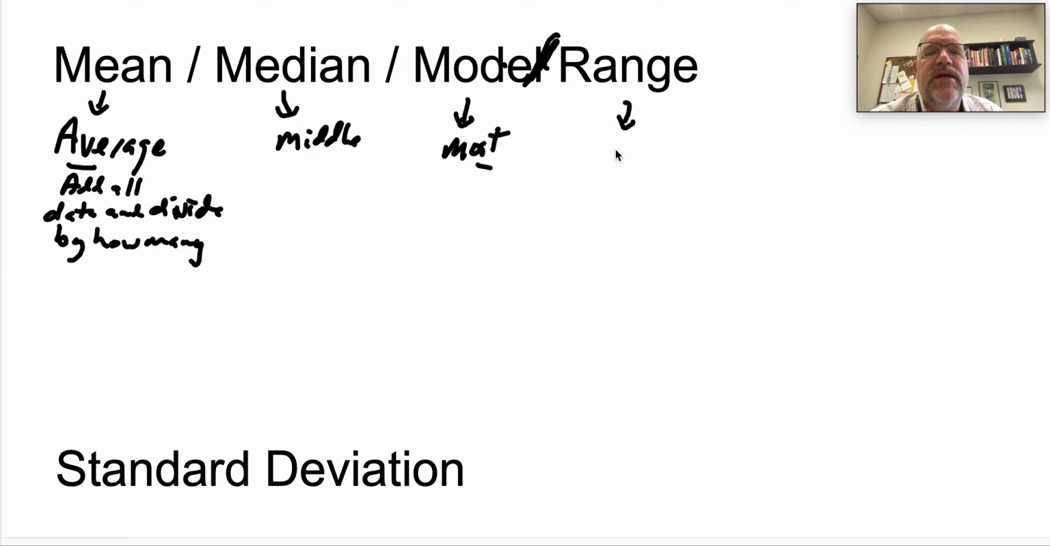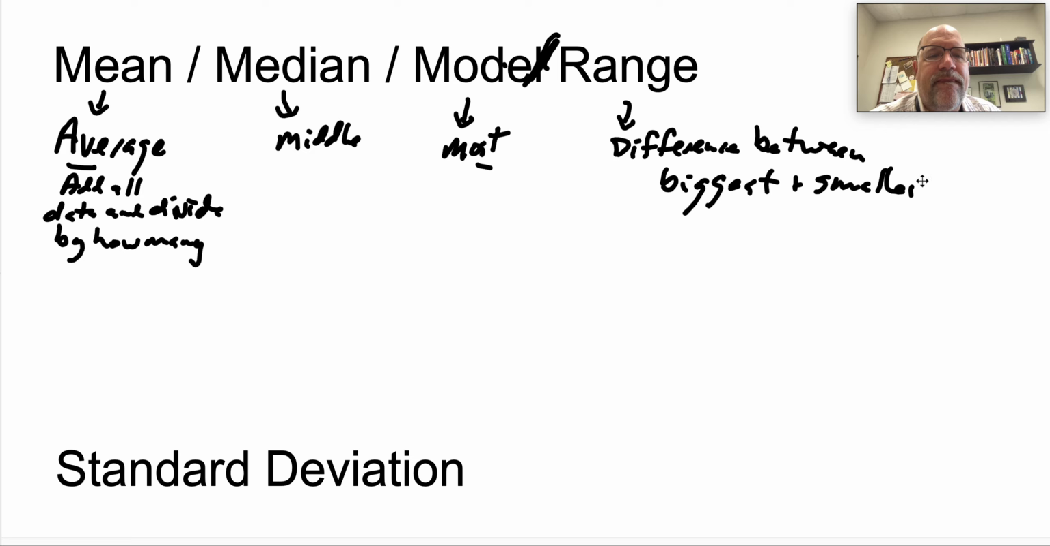And range is the difference between the biggest and smallest. So if you already put your data in order from small to big, take the first number, which is either the small or the big, and you take it away from the other extreme, the other end. And this will be a value. So you're basically saying that in my data there's this much between the biggest and the smallest number.